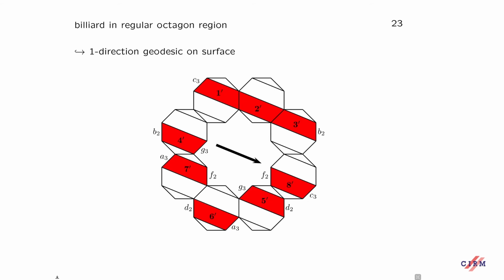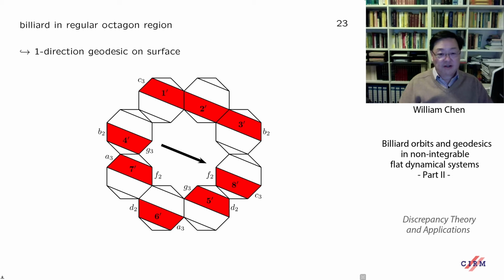Here is a street. It starts on the top left, where we have the edge C3. It goes along 1 prime, then goes to 2 prime and 3 prime. And using the edge identification B2, it goes to 4 prime. And using the edge identification G3, it goes to 5 prime, and so on. And eventually goes to 8 prime and ends back up in 1 prime.